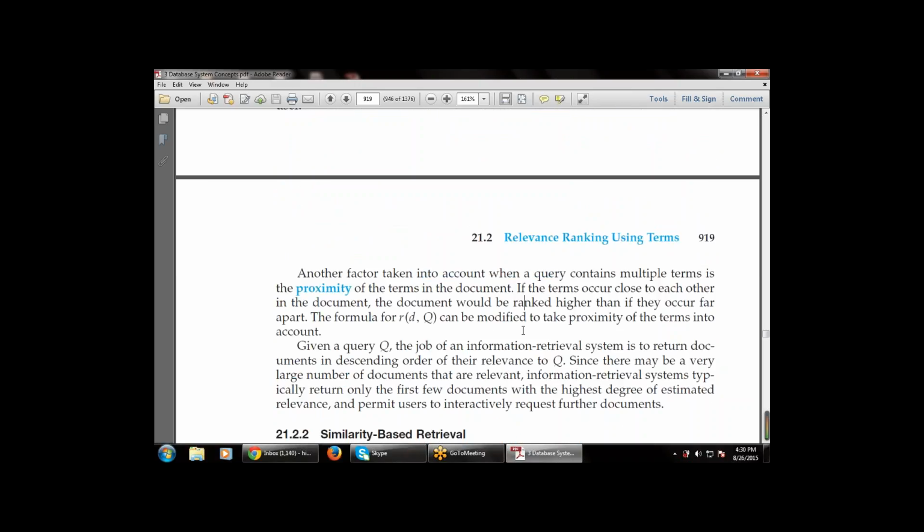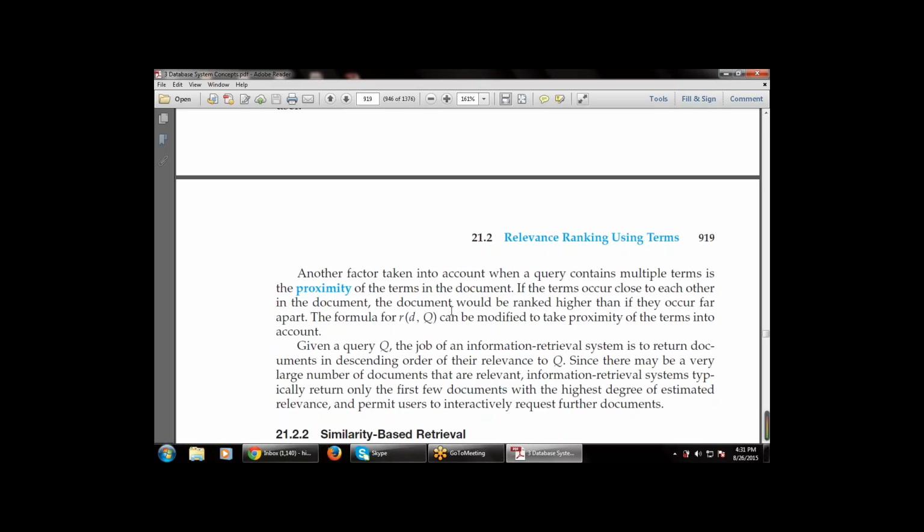Another factor that is taken into account when a query contains multiple terms is the proximity of the terms in the document. If the terms occur close to each other in the document, then the document will be ranked higher than if they occur far apart.